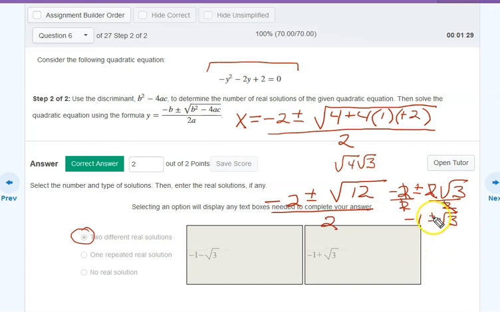So they want you to write this as two answers. So -1, negative square root of 3. -1 plus square root of 3. And there are my answers. So again, a check on the use of the quadratic formula, identifying your A, B, and C, putting it into the formula, and then simplifying.